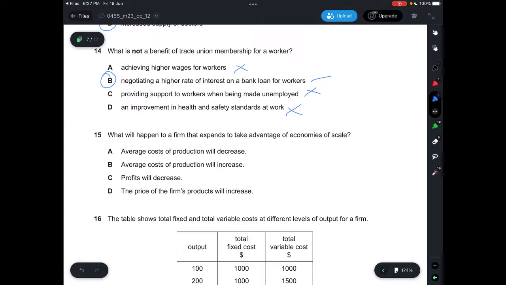Question 15, what will happen to a firm that expands to take advantage of economies of scale? Economies of scale, alright, so A, it says average cost of production would decrease, which is correct. B, it says average cost of production would increase, which is not correct. A firm tries to expand to take advantage of EOS. So if they were to take advantage of EOS, this means that they will want to have a decrease in the COP. So if you have an increase in COP, then it's basically not going to make any sense.